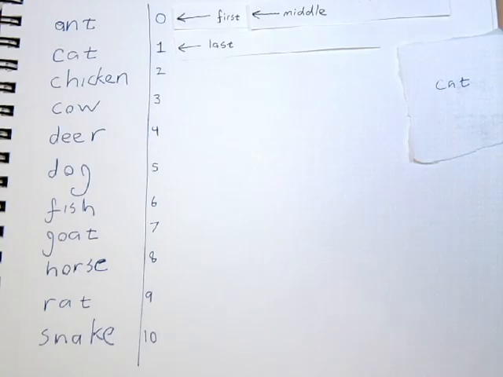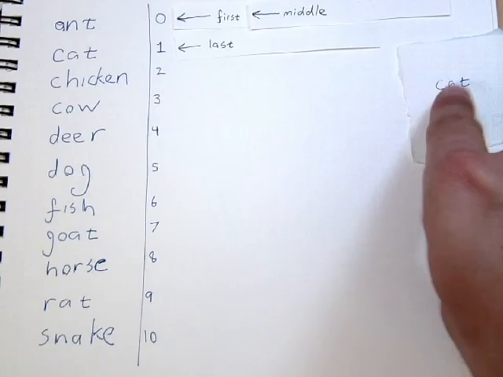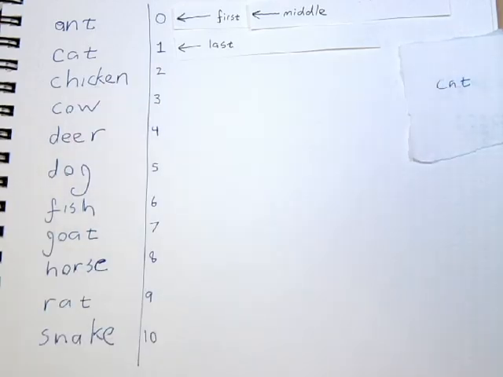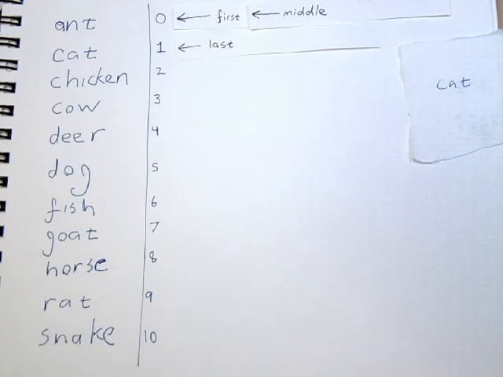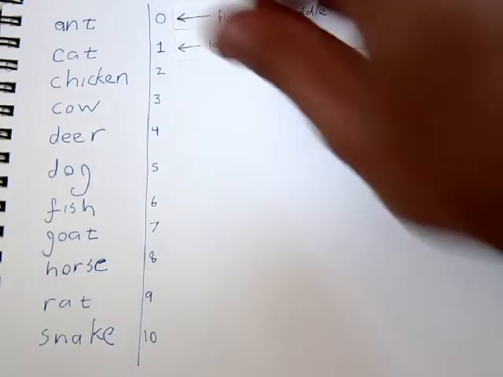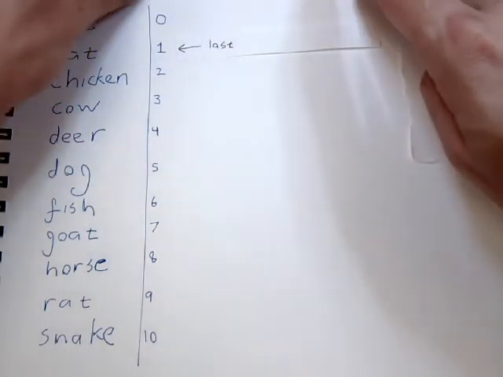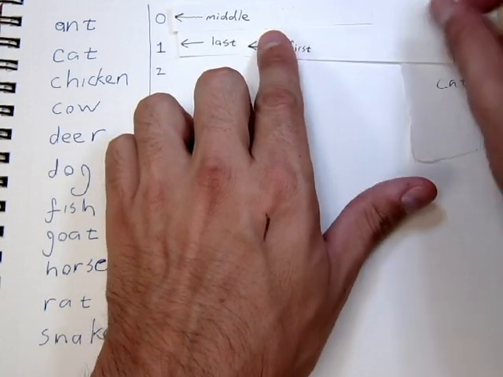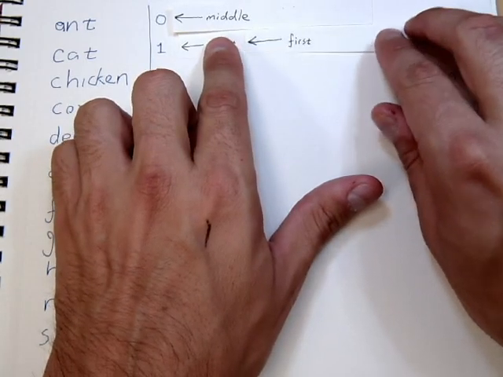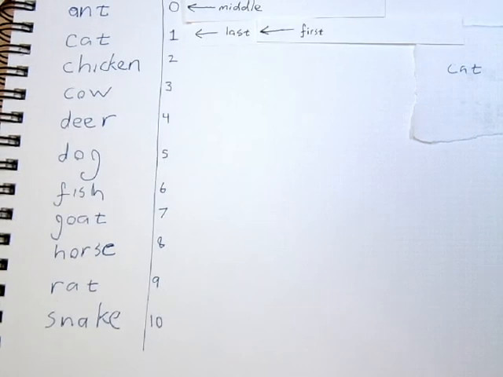If item equals data middle, does cat equal ant? It does not, so we skip that. Else, if item is less than data middle, is cat less than ant? Does cat come before ant in alphabetical order? It does not, so we skip that and we go to the else block. We set first to middle plus 1. So middle stays at 0, and first becomes middle plus 1. Right? So now first equals last equals 1.